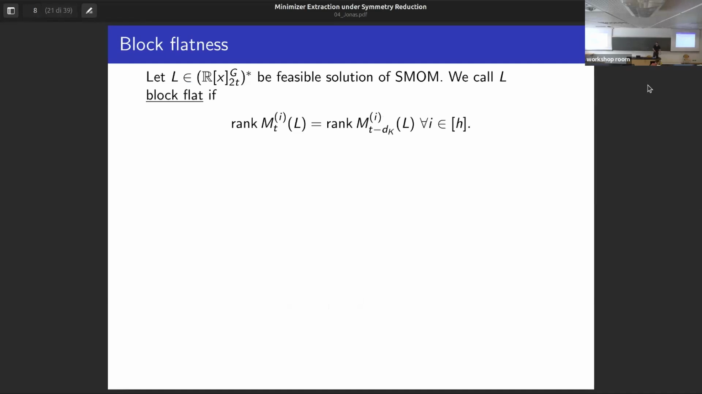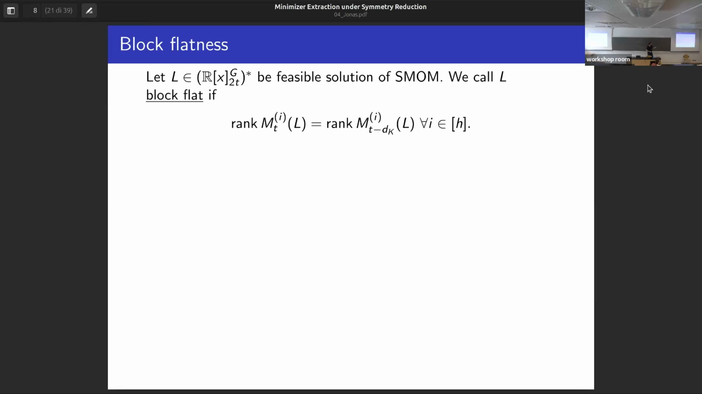Right. So what we propose to do is introduce this concept of block flatness. Suppose you are solving your symmetry adapted moment relaxation now. Numerically speaking, you're just getting a bunch of smaller blocks of numerical data. And what we call block flatness is this condition, which, if you were to ignore this I on top, looks identical to the previous flatness condition. But now we are asking for this condition to hold on all of the blocks at the same time.